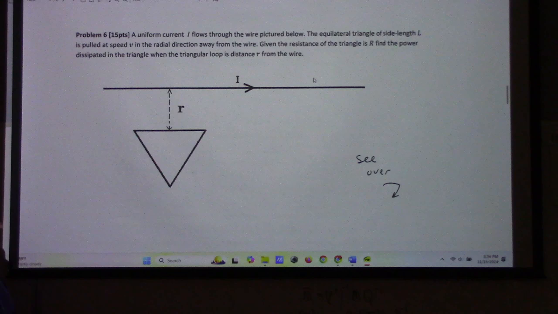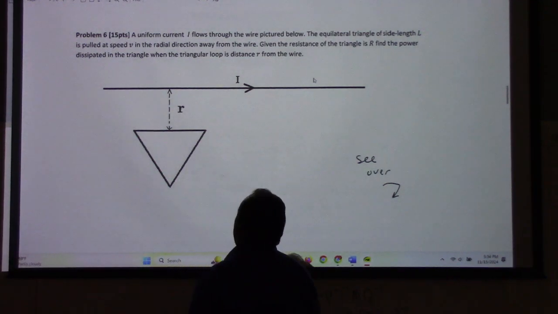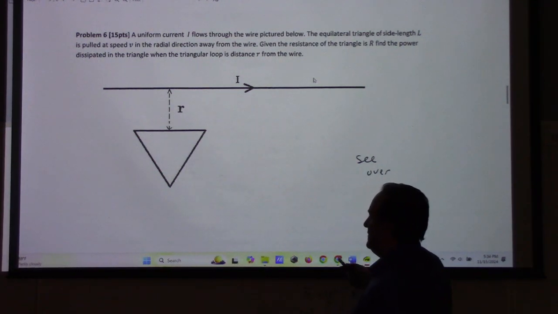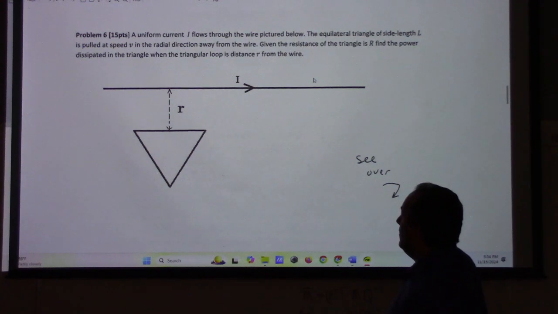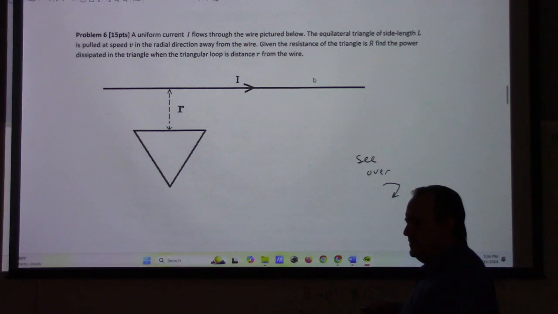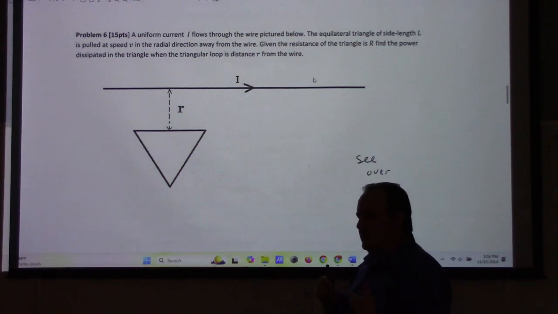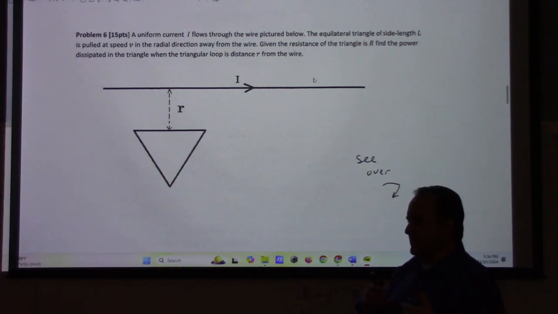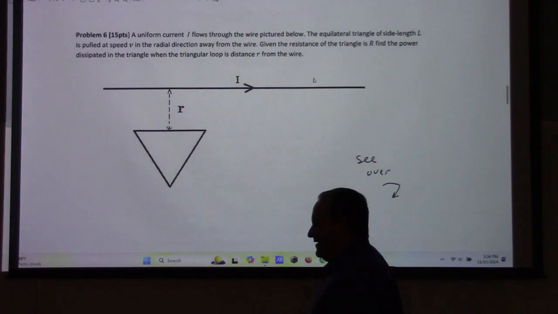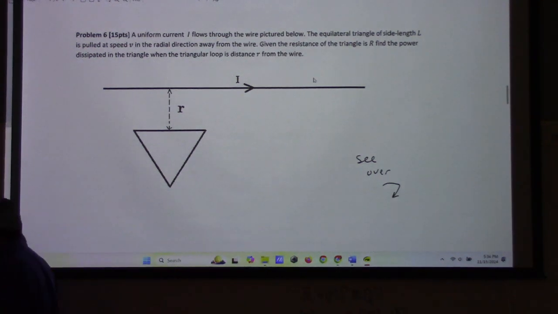So here's a triangular loop, distance r, and we pull it away. Oh, is that what anybody? Yeah, I did this with. Or did we let it go into? No, we had a triangular loop that we moved into a uniform magnetic field region. Oh, we did this one also? Okay. Man, I can't remember what I've done this semester. It's not a good sign.